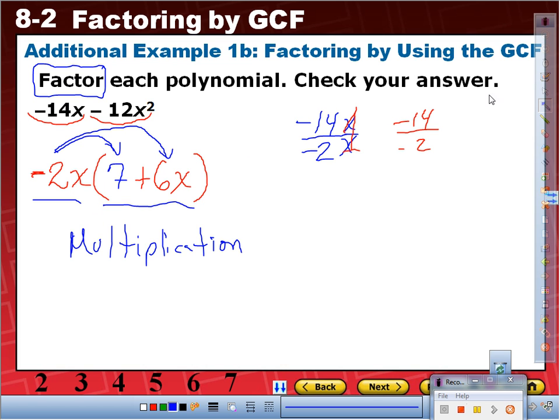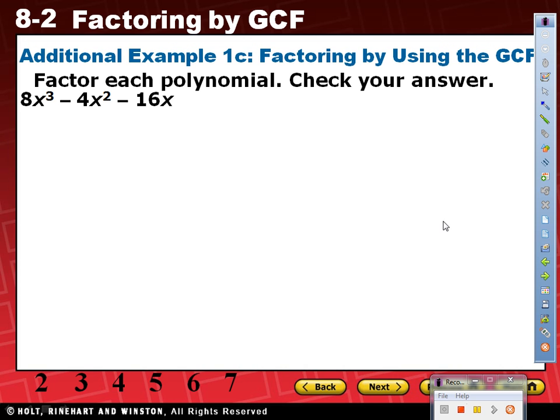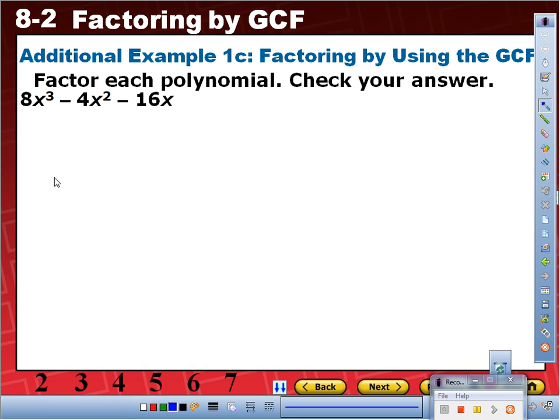Okay, example 1C. Copy this down. Once again, you don't need to copy the black text. Just copy the polynomial. 1C. See if you can do that one by yourself. All right, let's see what we got. Let's see. 8 could be divided by 2, 4 can be divided by 2, and 16 can be divided by 2. However, the greatest factor that they all have in common is what number? 4.